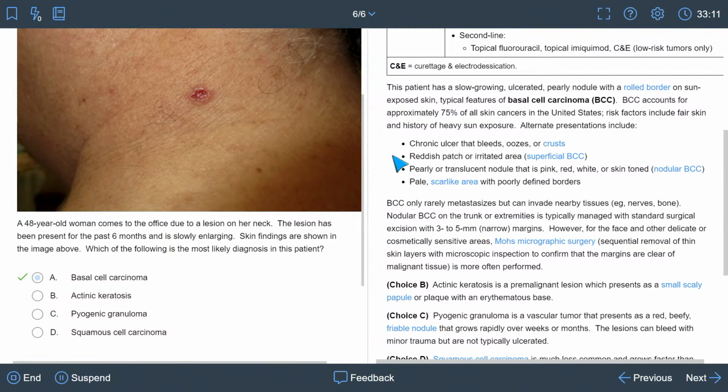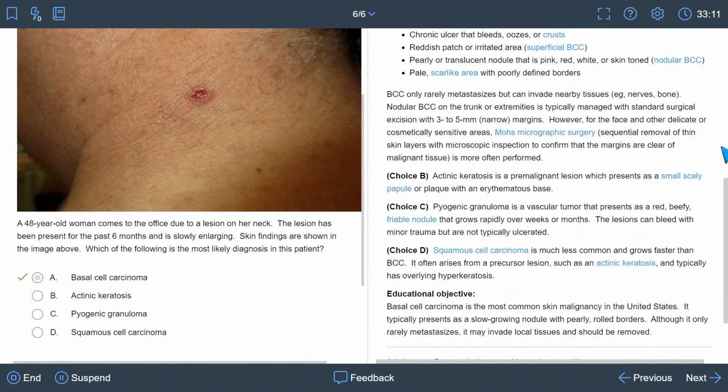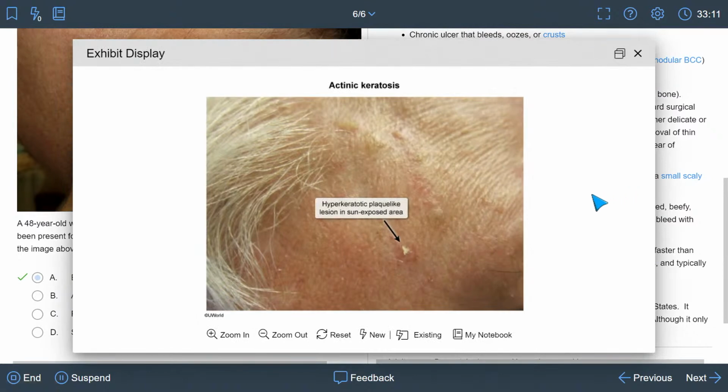So since we know kind of what that looks like based off of our last question, we will go down to the incorrect answer choices and see why they're incorrect. B, actinic keratosis. It's a premalignant lesion which presents as a small, scaly papule or plaque with an erythematous base. So let's take a look at what that actually would look like. You're going to have this hyperkeratotic plaque-like lesion, also in a sun-exposed area, but as you see, it looks slightly different from that basal cell carcinoma that we just saw.